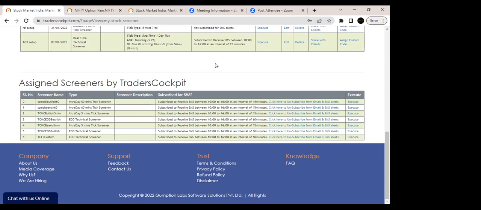Mr. Suhas is asking, I have already subscribed. Do I need to send any request to my manager? Yes, Mr. Suhas, please share your email ID with the relationship manager who has been assigned to you. They will assign the inside setup screener to your account.